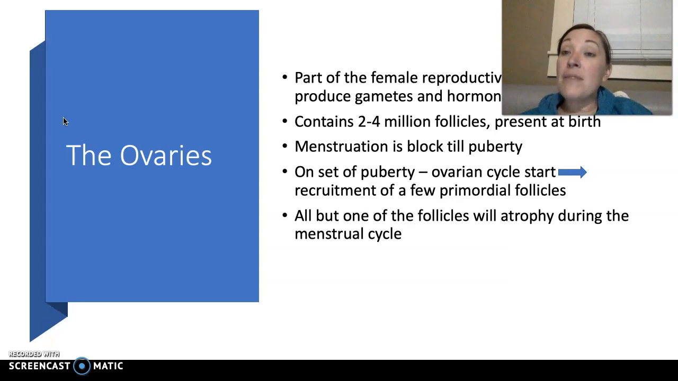At the beginning of the cycle, when follicles are recruited, it's not just one primary follicle that's recruited. It's recruitment of a few primordial follicles, but only one of those primordial follicles is actually going to be the one that produces the hormones and goes through the entire cycle. The rest of the follicles that have been recruited atrophy and die.